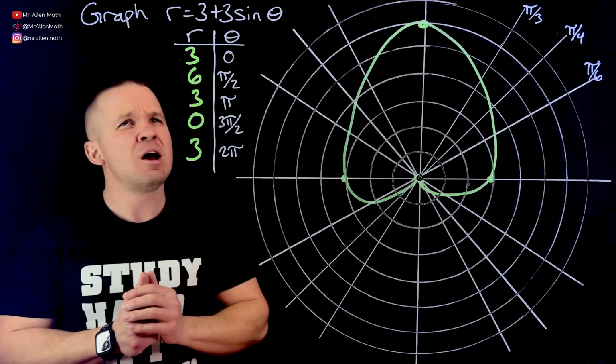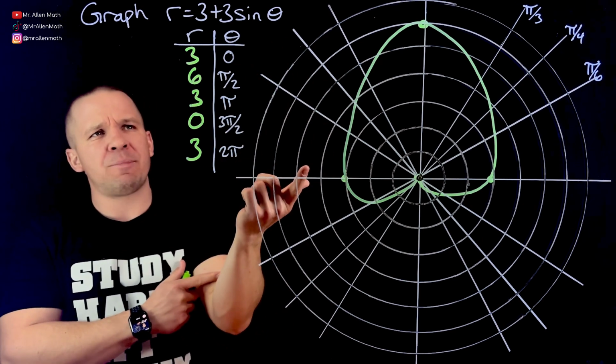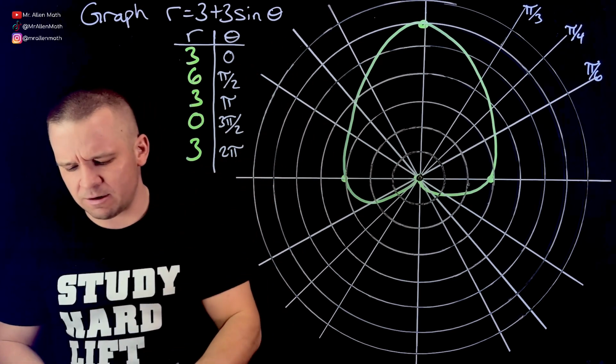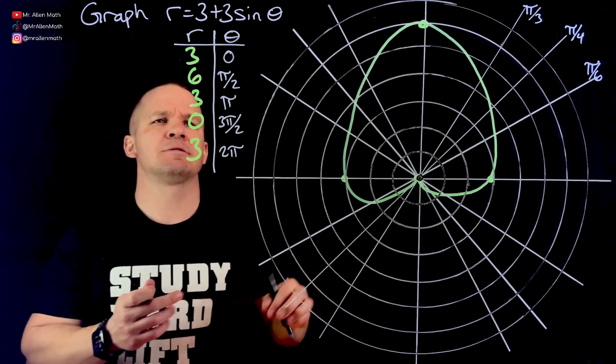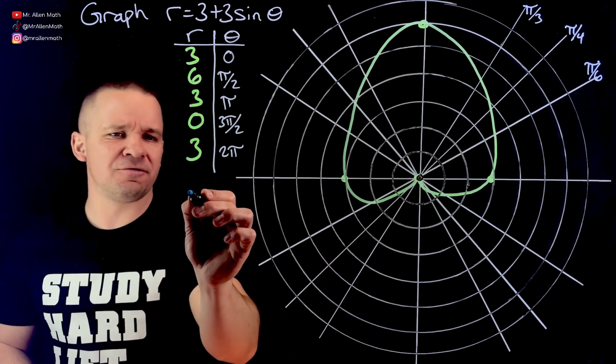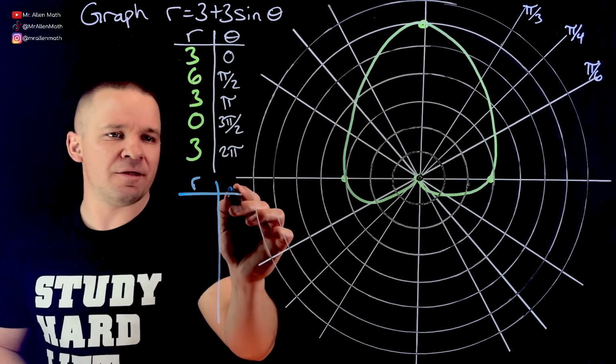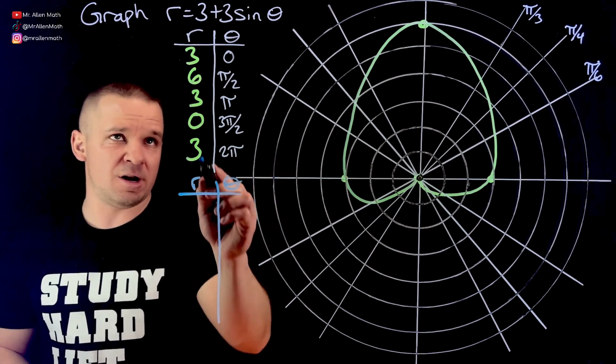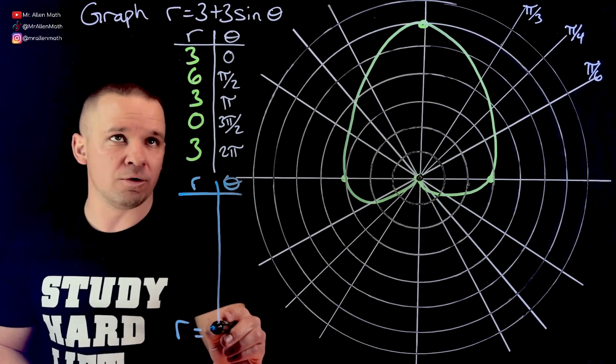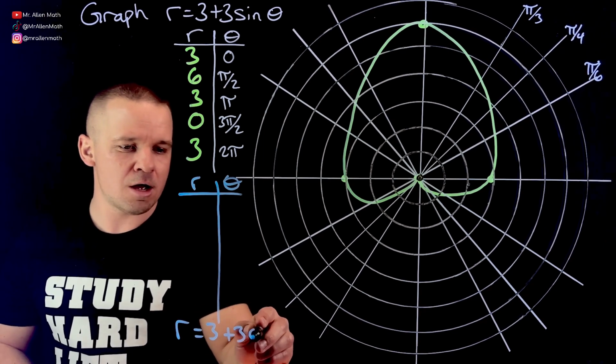It is sine. Now, question for you guys: what would happen if this was cosine? Curious. Let's try it, because that sounds like fun to me. So if I were to do a new chart here, r equals 3 plus 3 cosine theta.